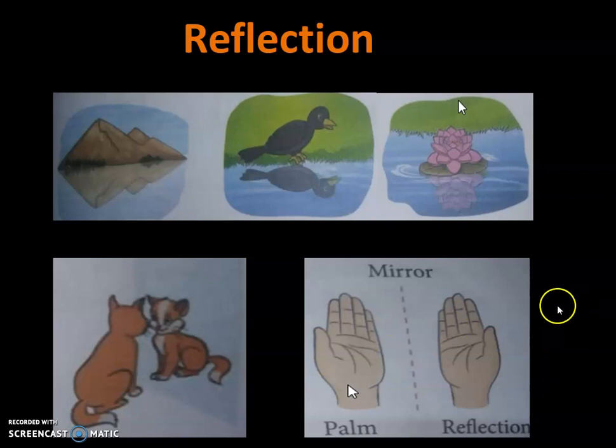Okay, reflection is the same image shown on the opposite side of an edge. Let this end be the edge, or the edge of the mirror. So it is at the same distance. It is exactly reflected.